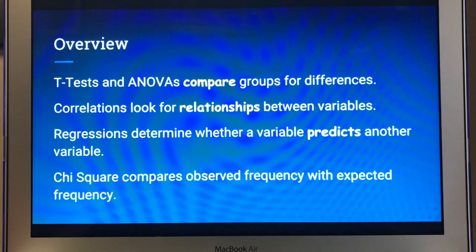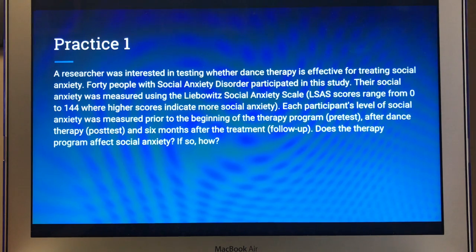Now, we're going to start with our first example. I'm going to read the example, and then I'm going to give you some time to pause the video so you can decide which test it is, and then I'm going to tell you what the answer is and why. So, a researcher was interested in testing whether dance therapy is effective for treating social anxiety.